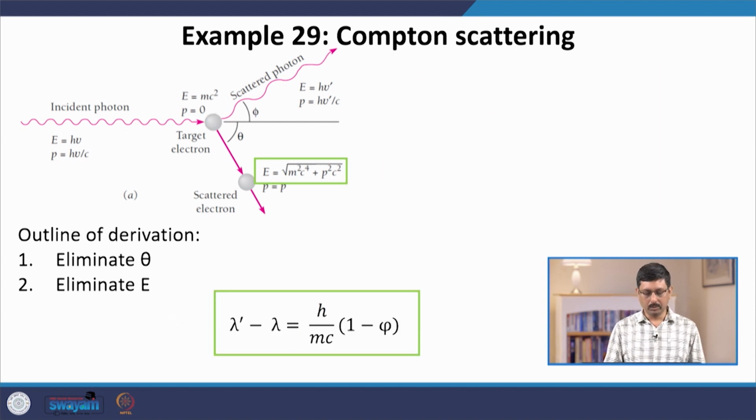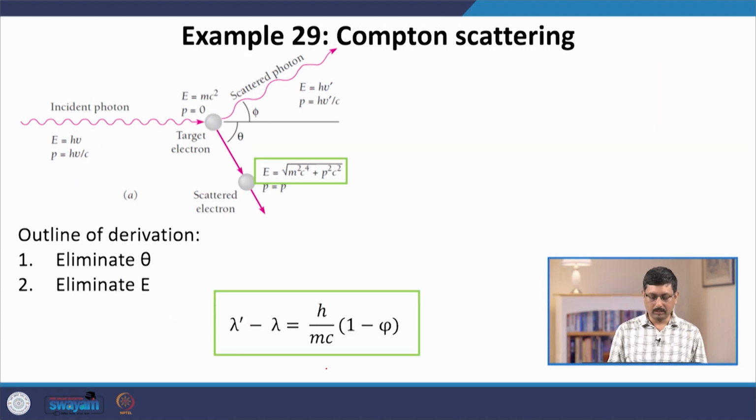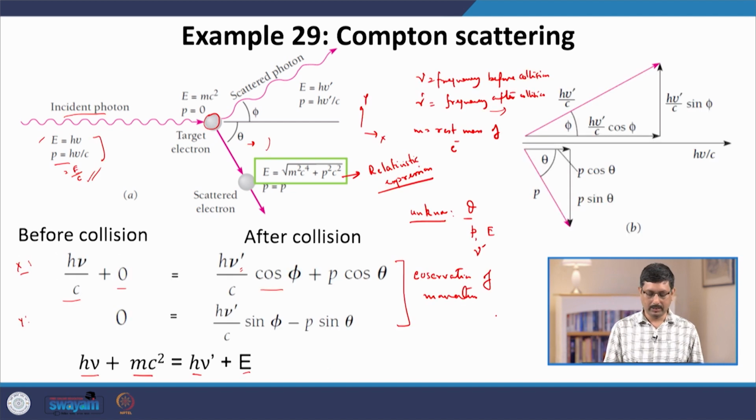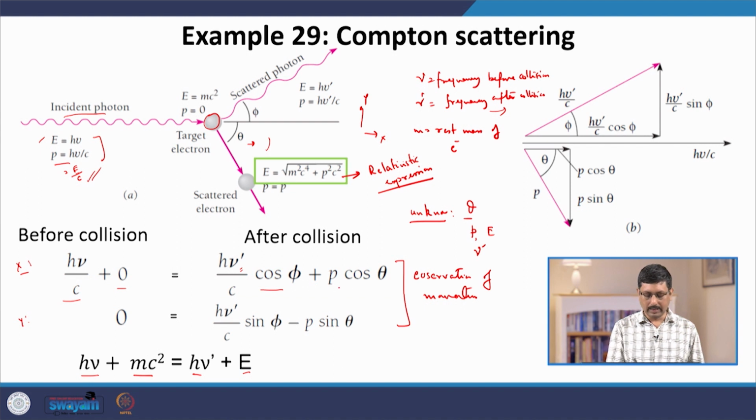So, what we can do is eliminate. Note that there is another unknown, which is the frequency of the scattered X-ray. Now, you have three unknowns and three equations, so you can exactly solve and get an expression for the frequency. I am not going to show this in detail, but I will leave it as a take home exercise to solve this set of three equations and calculate the frequency after collision. I will outline the strategy as a hint: you try to eliminate theta.